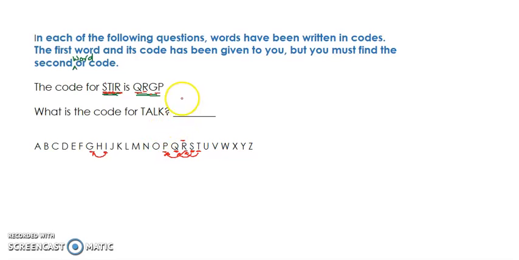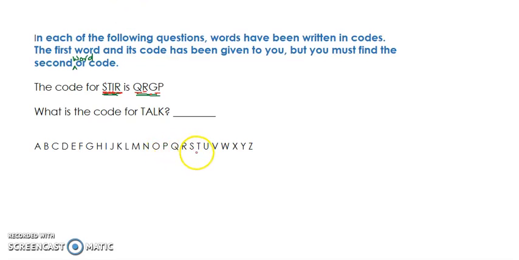So I figured out the pattern. The pattern is to go back 1 and miss out 1, go backwards and miss 1 letter, right? So omit 1 letter and go back. So what would be the code for talk? So the code for talk, we'll have to do exactly the same thing. So I'm going to erase these so that we can see a little bit clearer. So what is the code for talk?